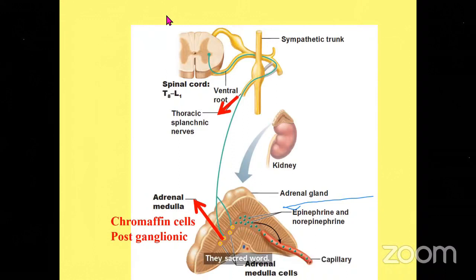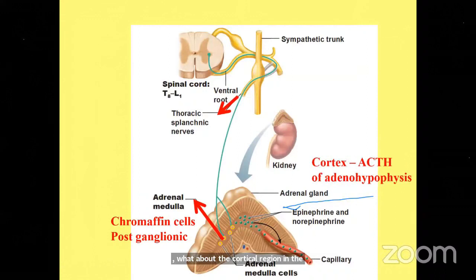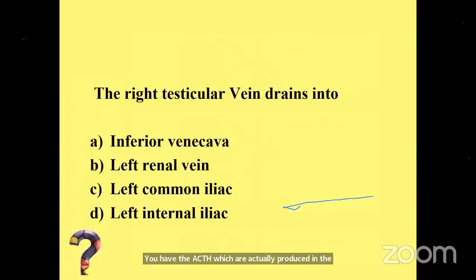It is given in the figure. Very, very important. They give off adrenaline and noradrenaline. Very good. And what about the cortical region, the neuronal component? You have the ACTH, which is actually produced in the adenohypophysis. Now, the next question is, right testicular vein drains into.